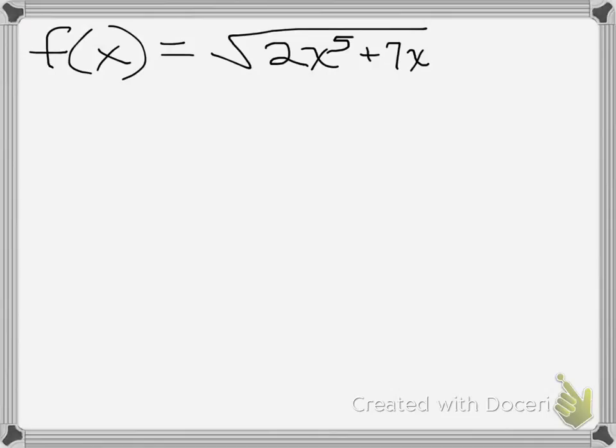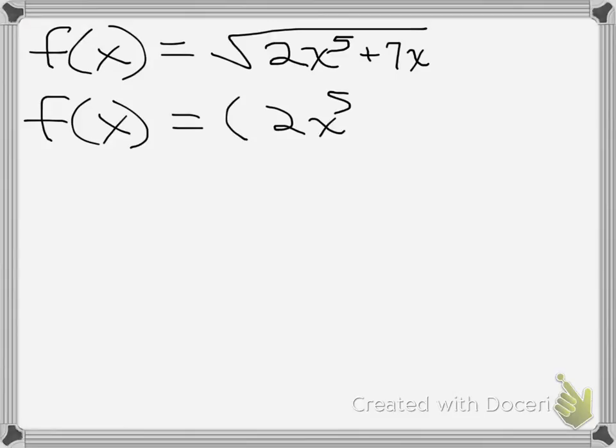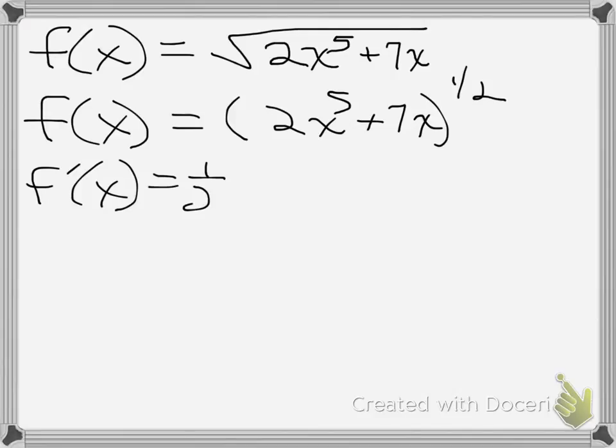Okay, given this function, let's use the power rule and the chain rule to find the first derivative. Our first step is to put it in the form that conforms to the rules that we know. So I'm going to take this out of the radical and put it to the 1/2 power instead. Then you're going to start taking your power rule, bring the 1/2 down, and you have 2x to the 5th plus 7x, and now that's raised to the negative 1/2.